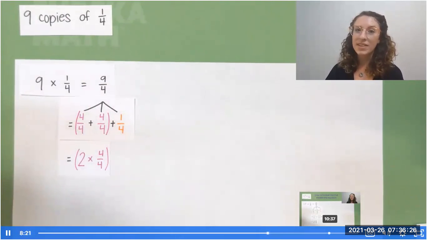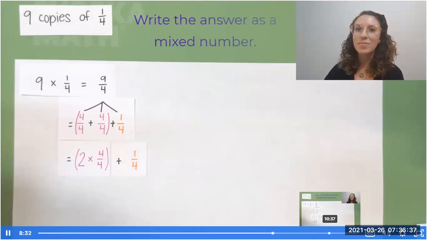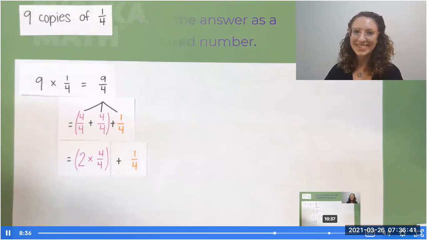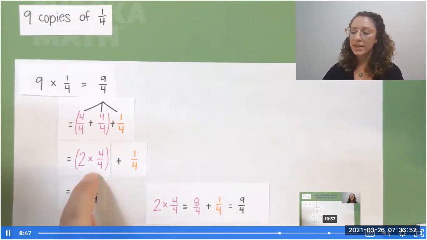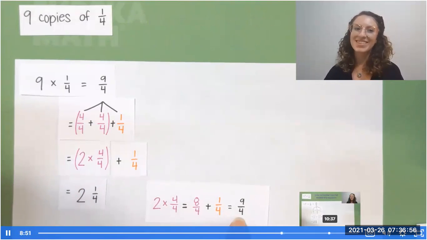Remember, we're grouping this part together because that makes all the ones. What do we do with the other fourth? Add it on. Write the answer as a mixed number. Did you say 2 and 1/4? That would be correct. Is that equal to 9 fourths? Yes, the part we grouped with parentheses is equal to 8 fourths plus 1 more fourth is 9 fourths.